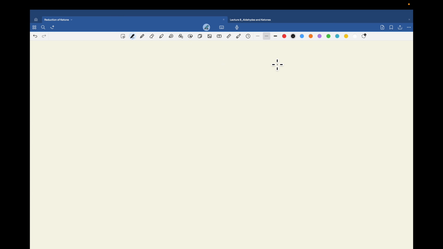So let's start with the reaction mechanism of lithium aluminum hydride followed by acid workup. Remember, this is in dry ether. So this is our ketone, say ketone or aldehyde. The mechanism will work the same. So feel free to pause the video and try to figure out the mechanism yourself.